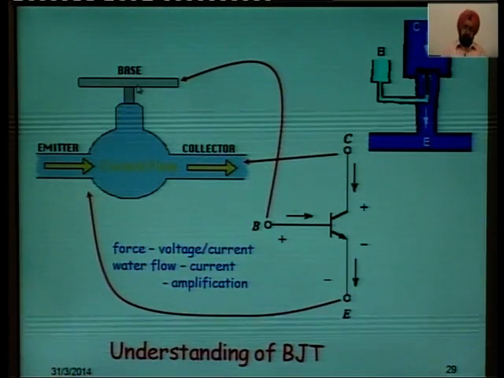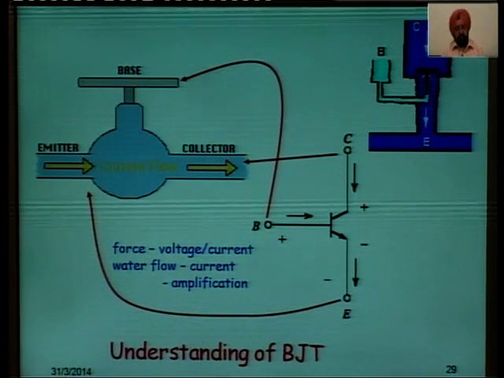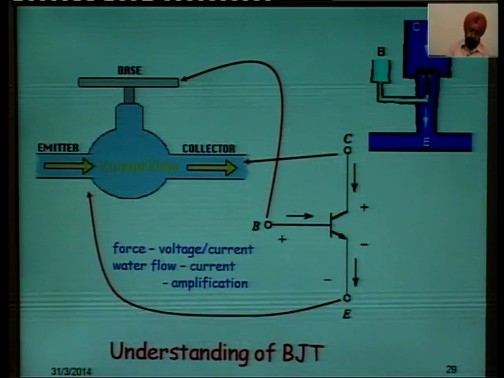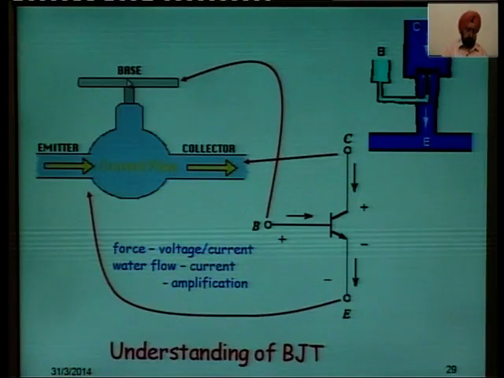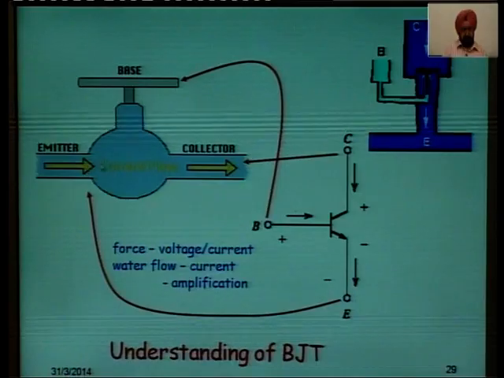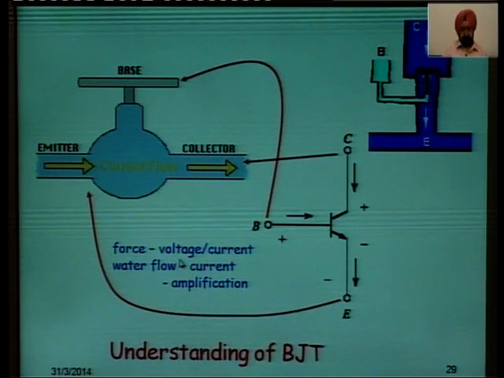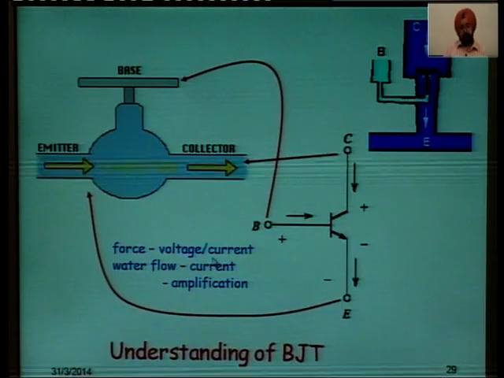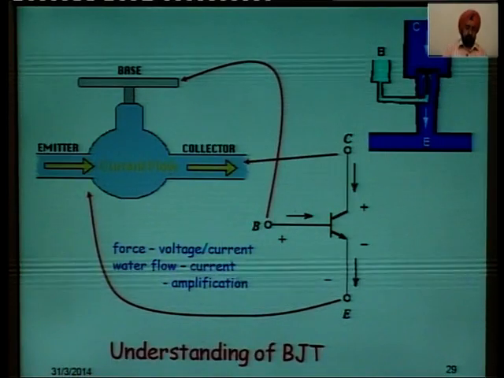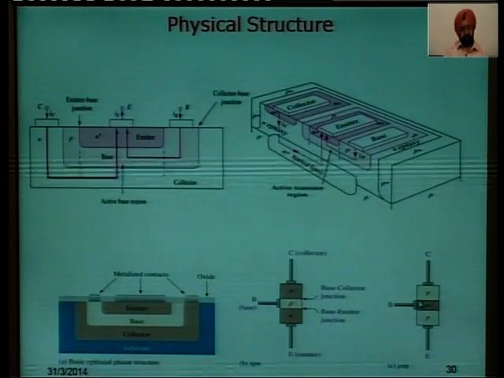So, this is how the control is there. Control is in the hands of the base. This is a picture like that of a tap. So, base controls everything. There is a current flowing through it, emitter sends the current, base controls it and it moves over to the collector. Force is what you call voltage or current, water flow you can signify with current, and this is how the amplification takes place.